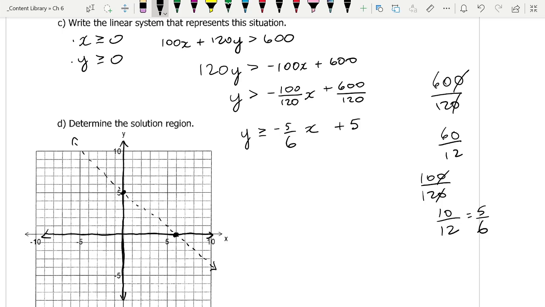Okay. Now, which side of the line are we shading? Well, let's test 0, 0. So 0, 0. 0 plus 0 is greater than 600. That looks kind of false to me. 0 is greater than 600 is false. So do not shade 0, 0. And don't forget, stop here. Why stop here?